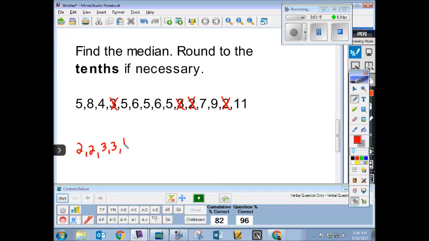Okay, we had 1 4. How many 5s do we have? 1, 2, 3, 4 of them? 5, 5, 5, 5. Okay, cross them off as you go here, just so that you're keeping everything all good. Okay, now we're going to go to 6. I see 2 6s. Right? I see 1 7. I see 1 8. I see 1 9. And I see an 11.